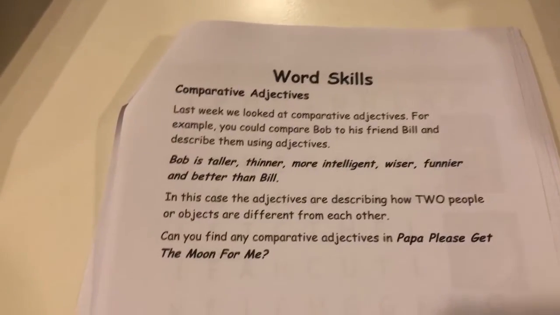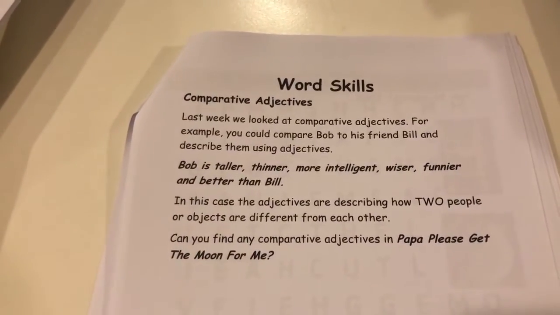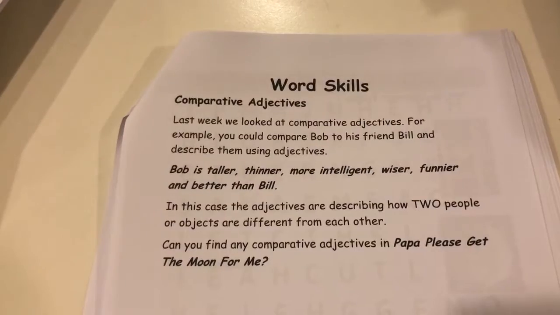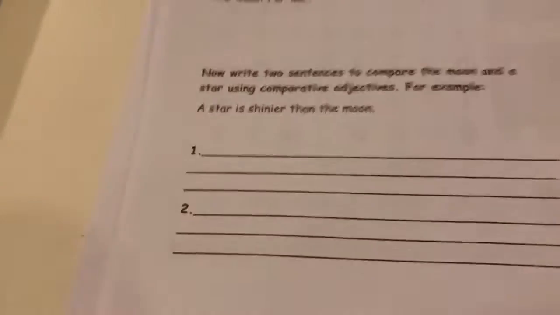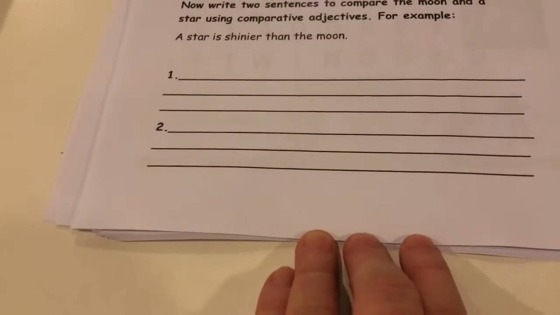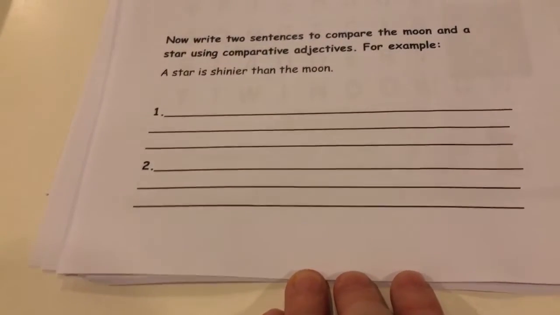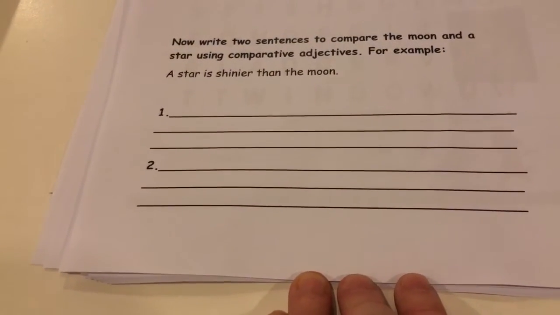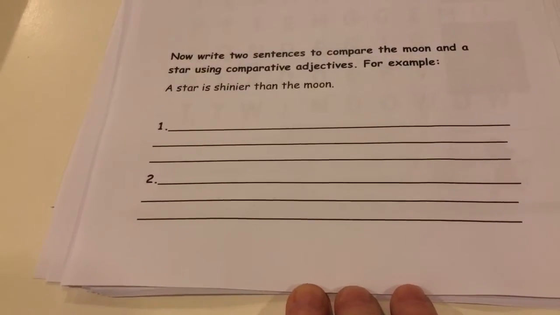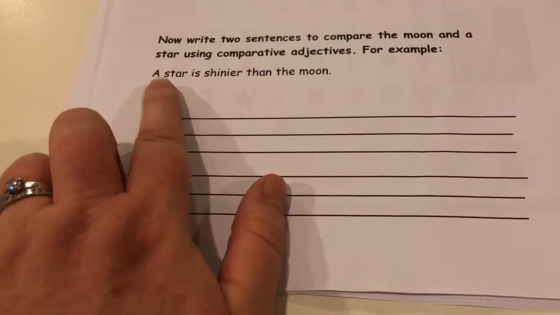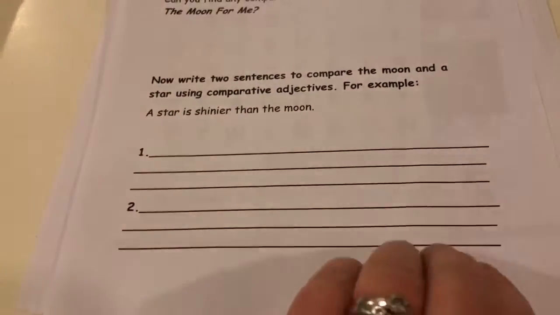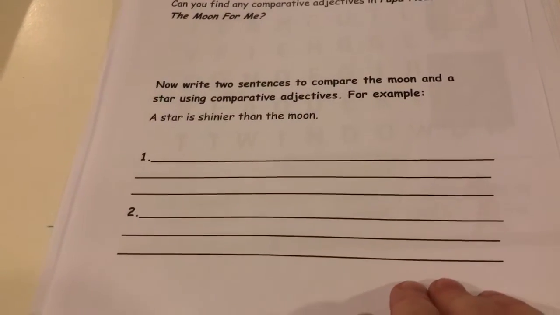Oh, hang on, what have I said here? Can you find, first of all, can you have a look through the story and see if you can find any comparative adjectives when you read through the story again, or just listen through the video again. And then, can you use comparative adjectives to compare the moon and a star? So see if you can do that, comparing two objects. I've given you an example here. A star is shinier than the moon. See what you can come up with using some comparative adjectives.